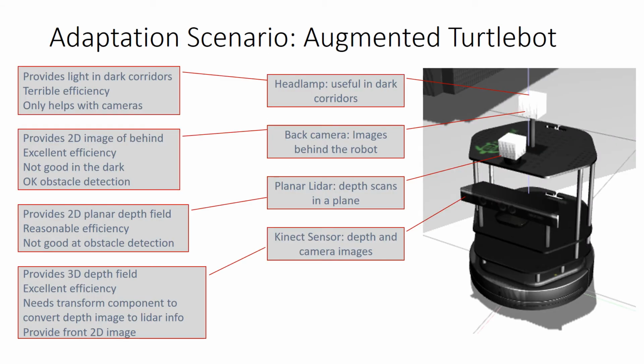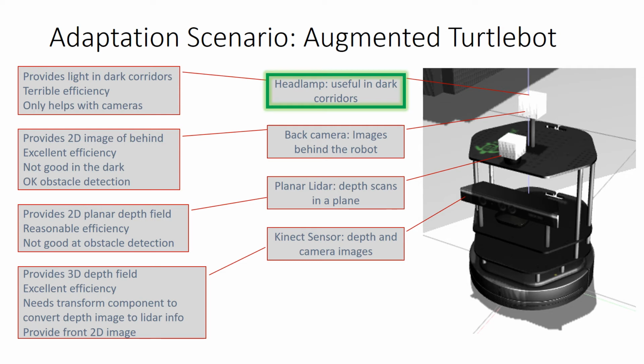Our approach was evaluated on a scenario in which an augmented Turtlebot was used to traverse corridors within a large building. This Turtlebot runs on ROS and is equipped with multiple sensors and software components that can provide similar functionality and can be enabled or disabled at runtime, for instance, whenever a reconfiguration is needed because a component fails.